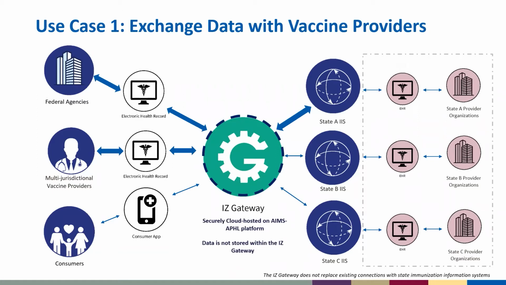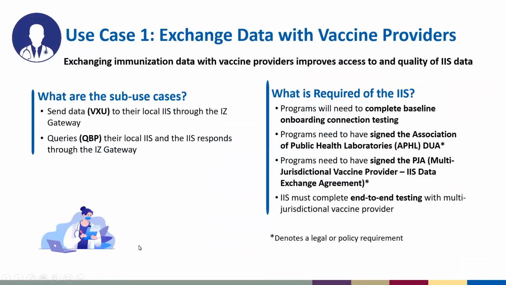Another item to note is you'll notice that the arrows are double-sided. This is because the information does flow both ways. VXUs, so vaccine reporting messages, are sent and then acknowledgements are sent back. And then you also have queries or QBPs, and there's a related response for that. If you notice on the right-hand side, the diagram depicts existing data exchange relationships with IIS, and it's just important to note the gateway doesn't aim to replace those existing functional relationships, just enhance the data exchange.